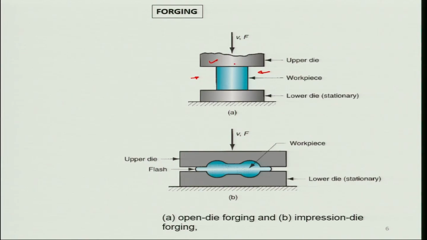Similarly, you have impression die forging, where you have some kind of an impression or a cavity being created in the die, and basically the negative shape gets formed on the metal element because of the cavity which is shaped into the forging die.